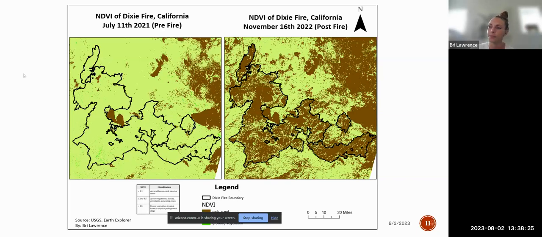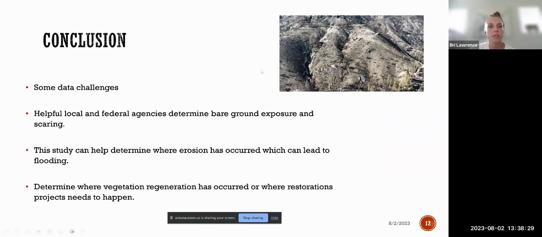Getting back to my conclusions. There were some data challenges. I didn't originally start with this fire, and I ended up changing to this one because some data was missing in the images that I downloaded.